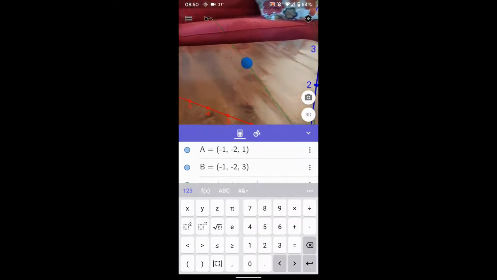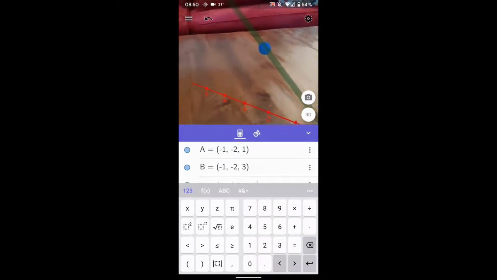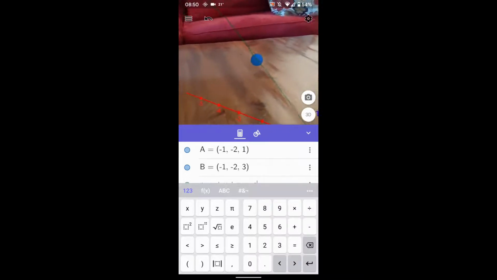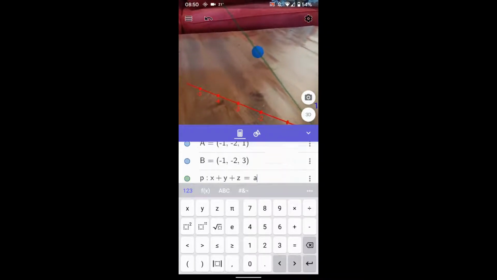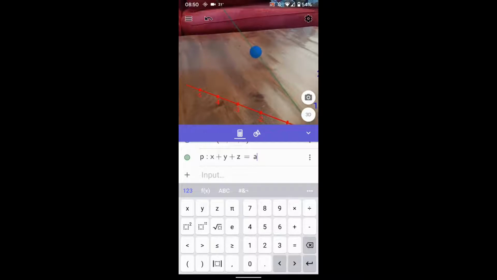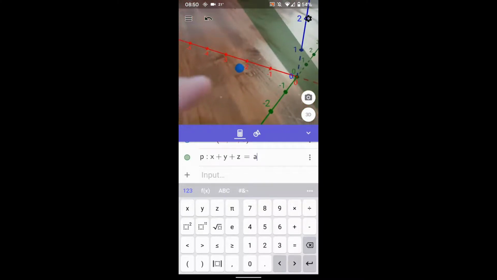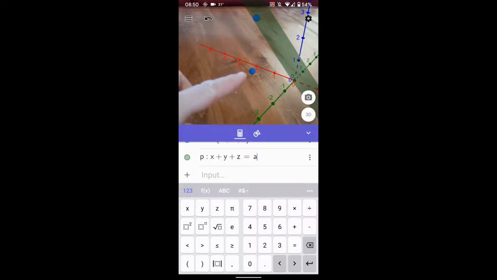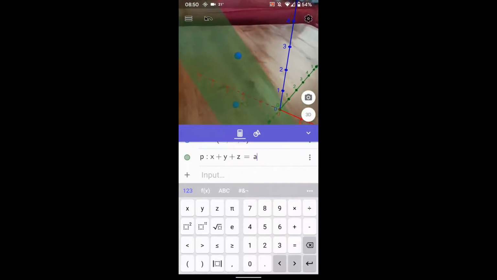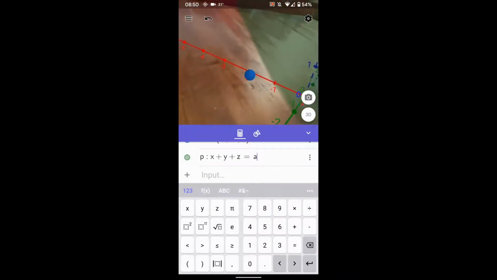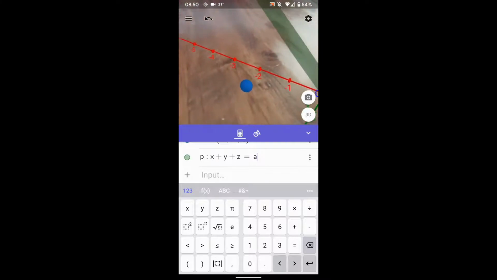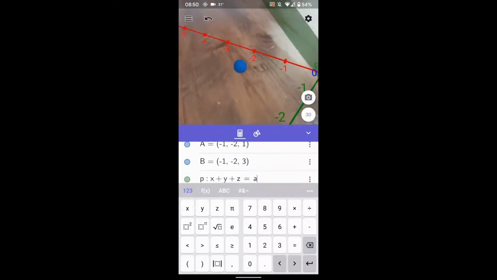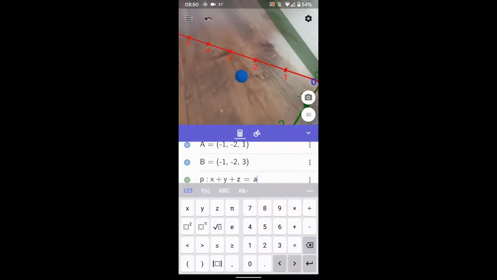And that point, which I believe is point A, -1, -2, 1, will satisfy the equation, right? X plus y plus z equals 0. Now this point down here is not in the plane. And I can see that it's just out in space. And that point is -1, -2, 3.